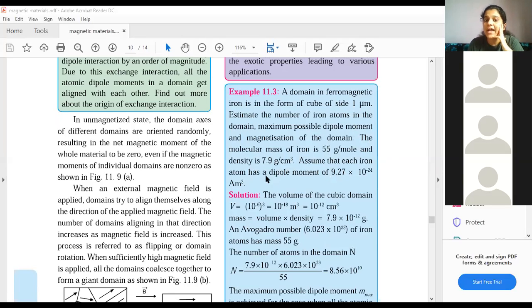Assume that each iron atom has a dipole moment of... Dipole moment means, students, small m. I hope you all remember this. Small m has a unit ampere meter square, because when you determine the magnetic dipole moment from a current carrying circular loop, it is NIA, where small n stands for the number of turns, I is current, A is area. That is why the unit of I is ampere and the unit of area is meter square. So the dipole moment's unit is ampere meter square.